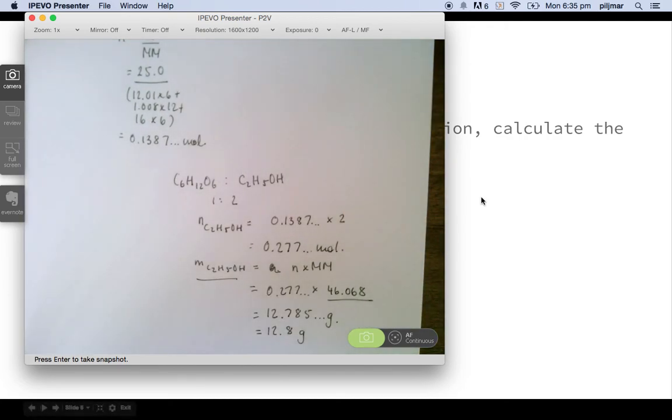Okay, so make sure you know how to do those examples, and we'll go through a few different questions using this same sort of strategy in class next lesson.